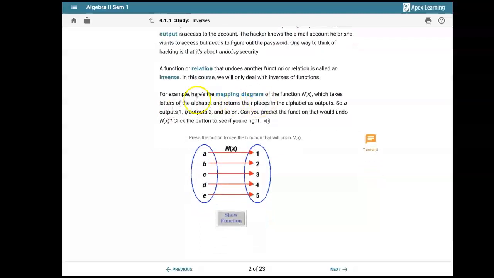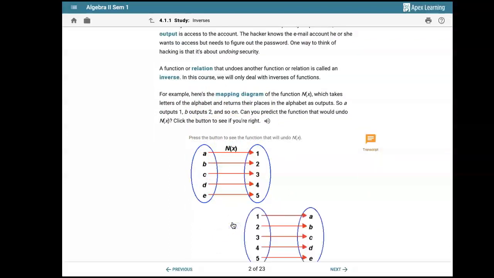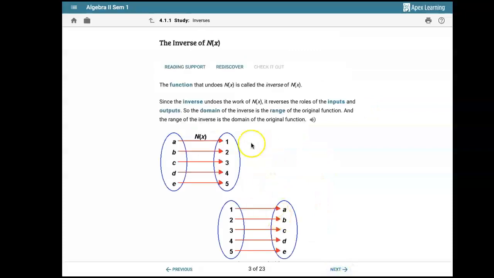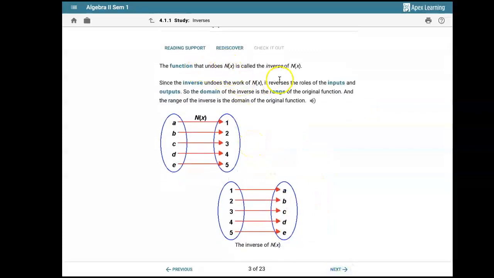If we look at this mapping diagram here, we have n of x, and n of x is showing letters going to numbers. So a goes to 1, b goes to 2, and so on. The inverse function is the function that undoes n of x. You can see here, if n of x takes us from a to 1, the inverse function takes us back from 1 to a. The function that undoes it is called the inverse. So this is the inverse of n of x, and basically what it does is it reverses the roles of inputs and outputs.